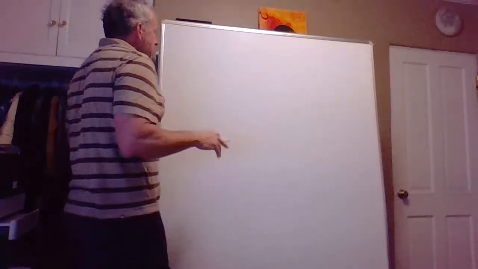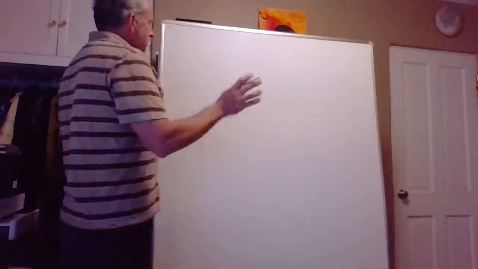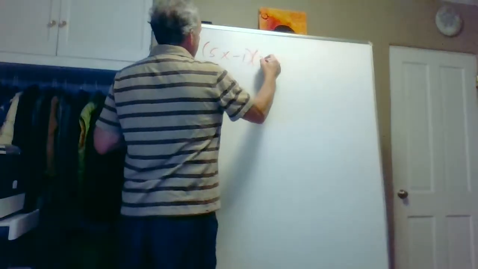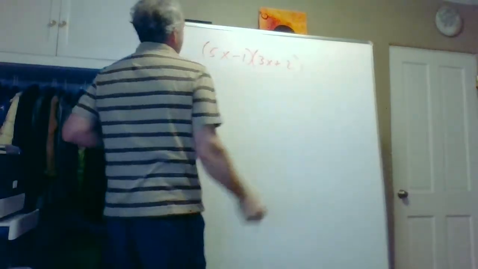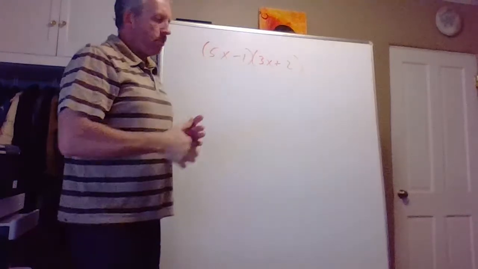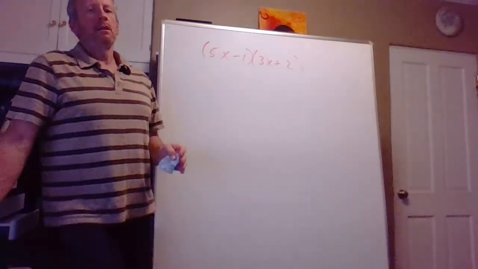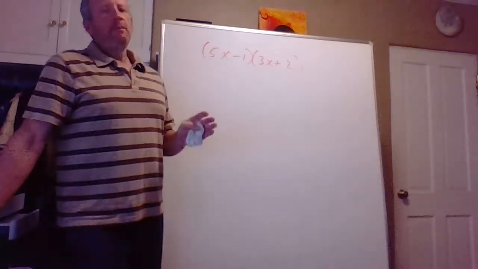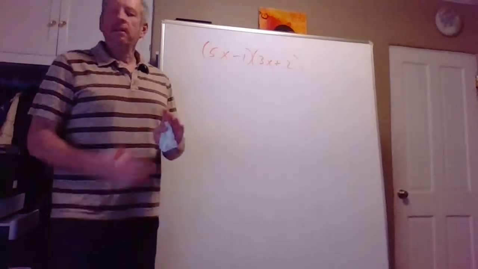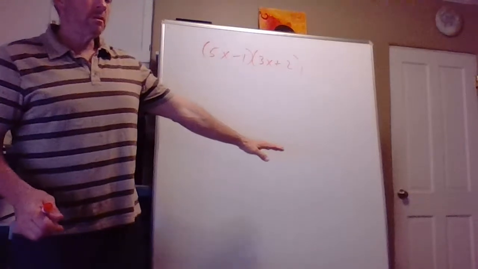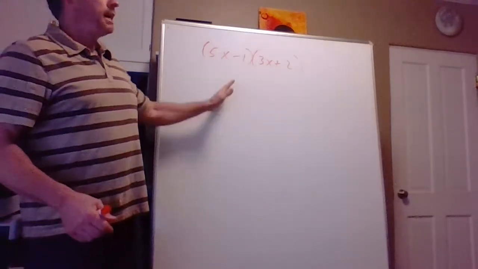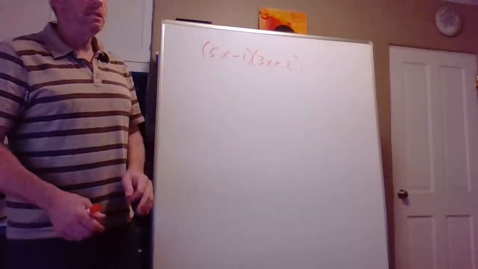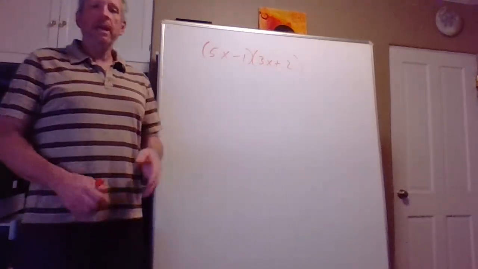Now, as far as the FOIL method goes, is the FOIL method important? Let me write down another example. Let's say we have 5x minus 1 and 3x plus 2. Is being able to do this important? Absolutely. You should not be looking at your notes. You should not be going online. You should be able to do it in your sleep. You should be able to do it with the greatest of ease. And there's a way to tell if you can.